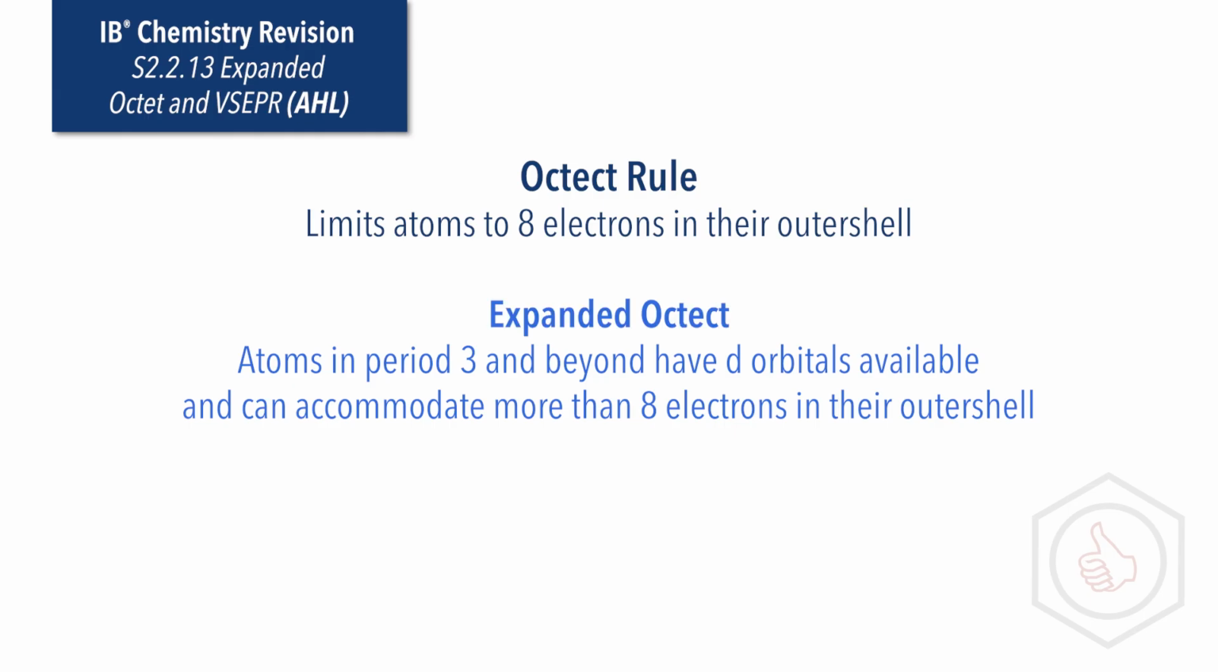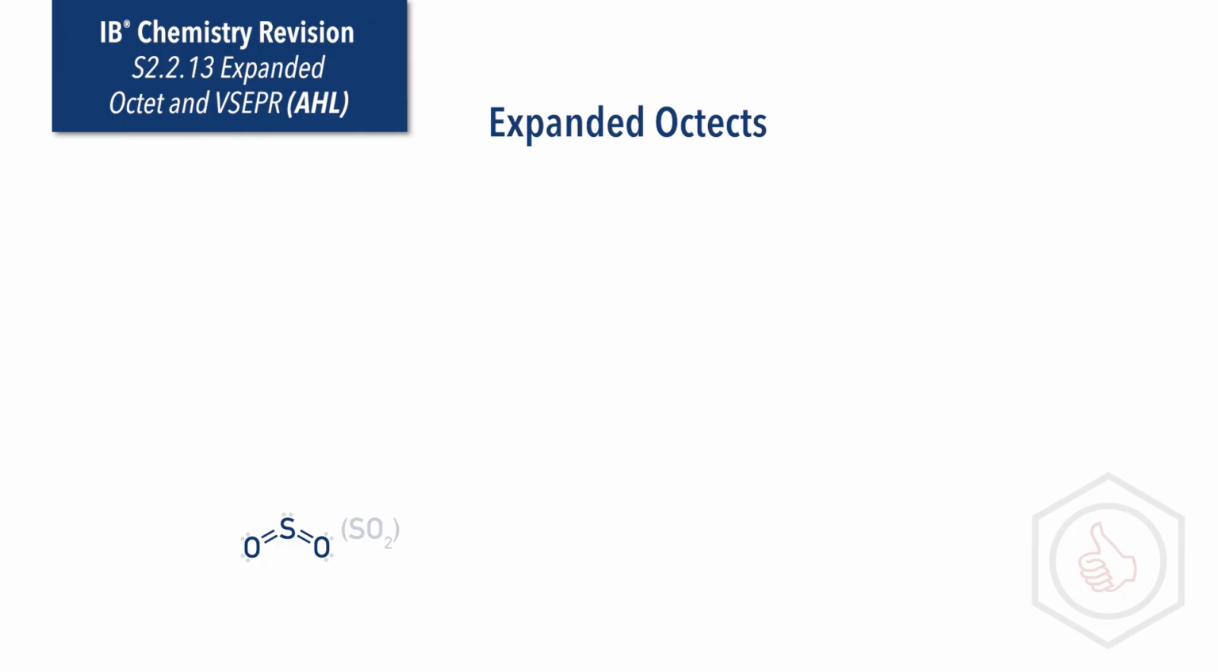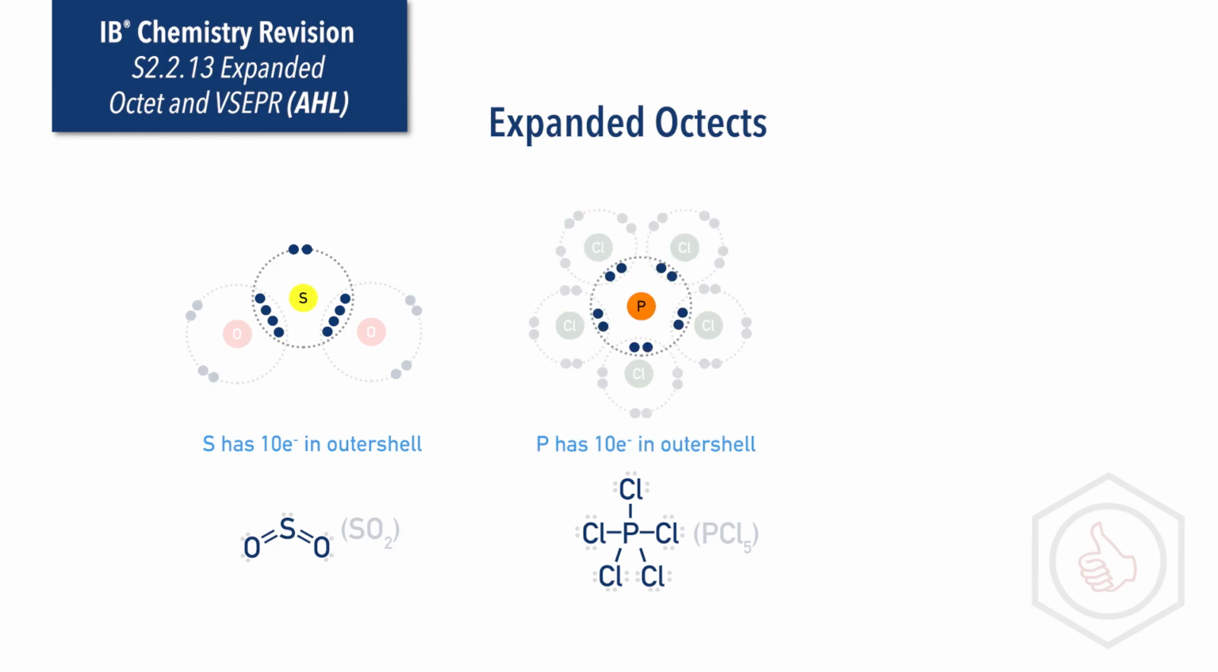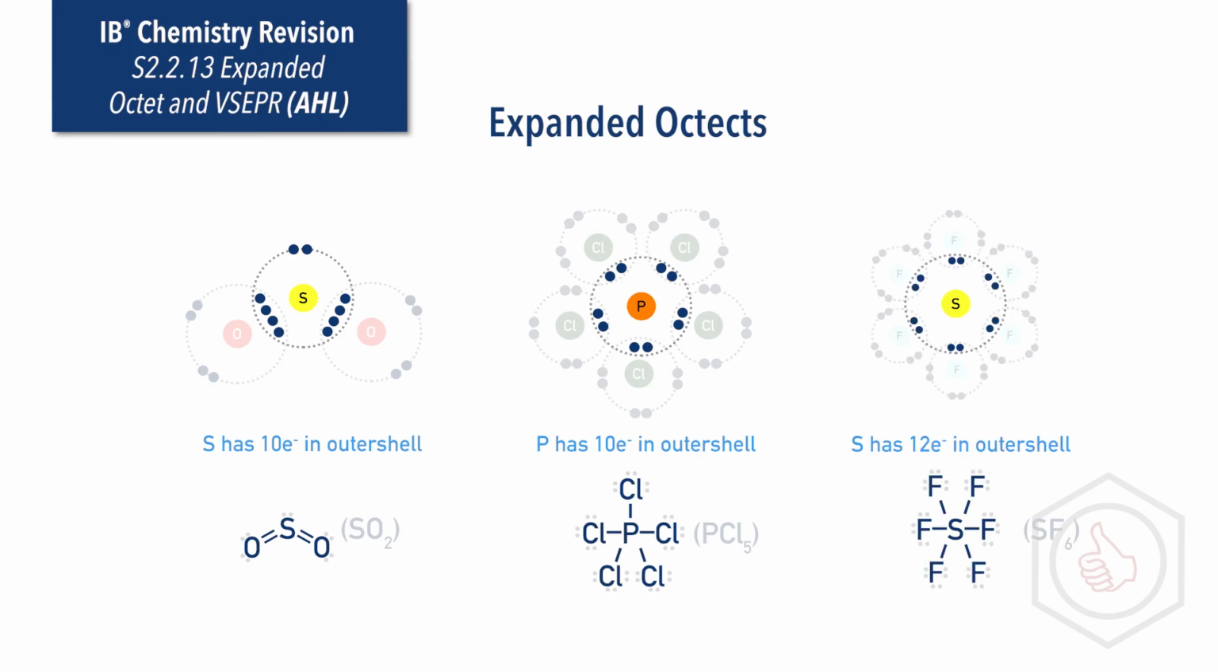For example, in sulfur dioxide, SO2, the sulfur atom has 10 electrons in its outer shell. In phosphorus pentachloride, PCl₅, the phosphorus atom also has 10 electrons in its outer shell. And in sulfur hexafluoride, SF₆, the sulfur atom has 12 electrons in its outer shell.